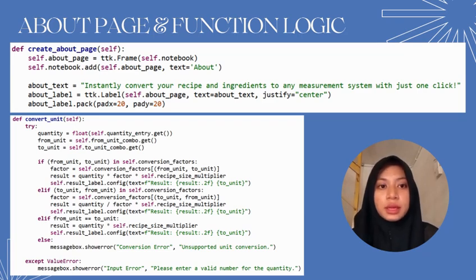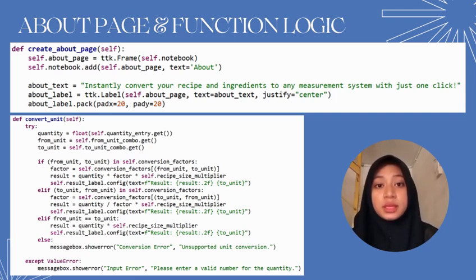So we start by defining a new frame called about_page, which is added to the main notebook widget. This allows users to navigate between different sections easily. Next, we define the about_text variable, which contains a simple description which says, instantly convert your recipe and ingredients to any measurement system with just one click. This serves as an introduction to the application's primary function.